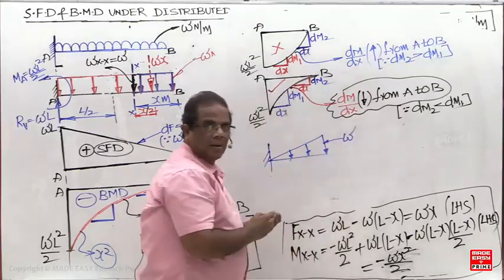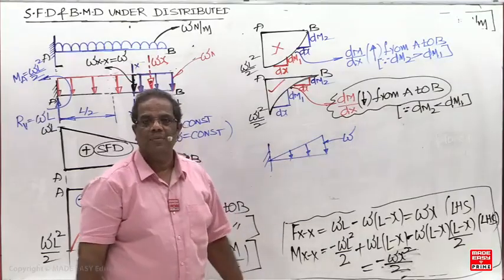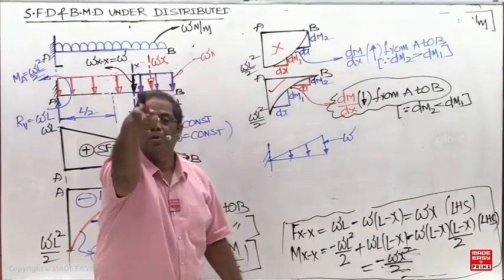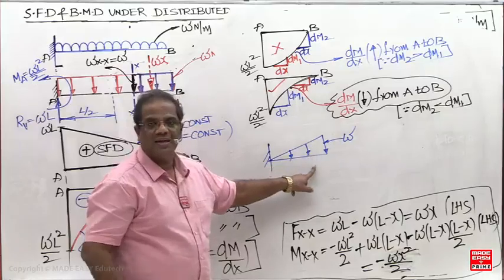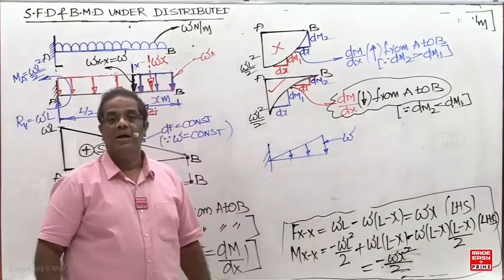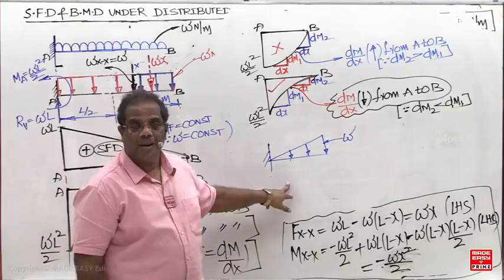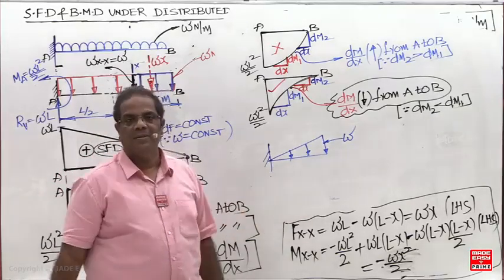What is the meaning of this now? Load intensity varying linearly means what, the first conclusion now? Shear force should vary parabolically. Shear force is a function of x², and bending moment is a function of x³. So the SFD will be a second order parabola, and the BMD will be a cubic parabola.